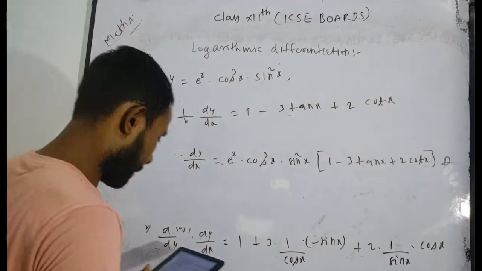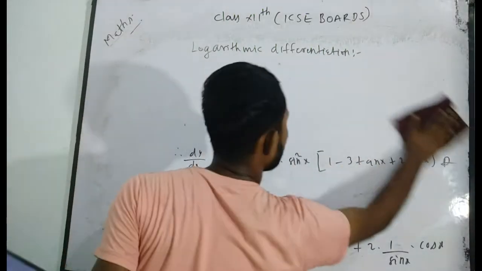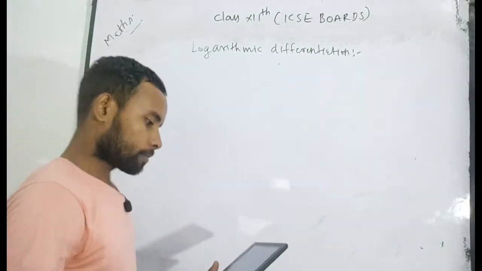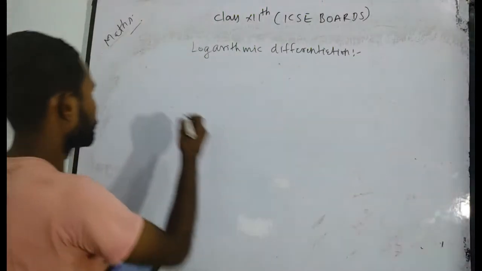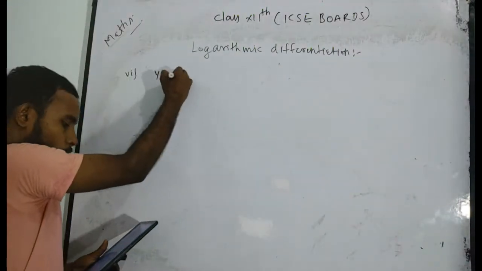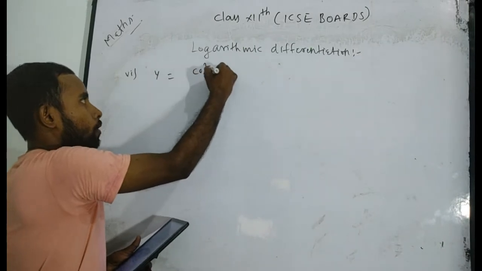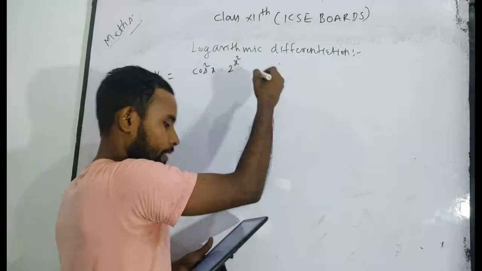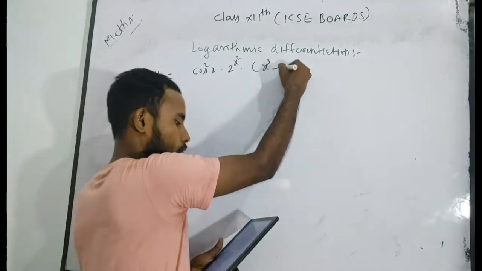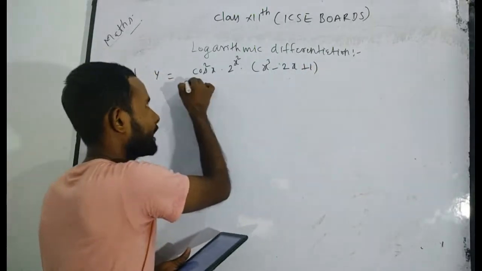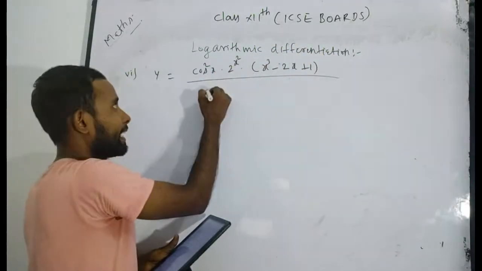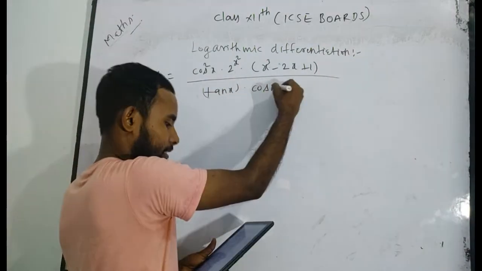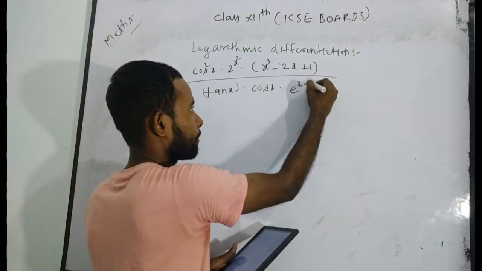For you, see here. Question 6. Y is equal to cos square x into 2 to the power x square into x cube minus 2x plus 1, divided by tan x into cos x into e to the power x minus 2.